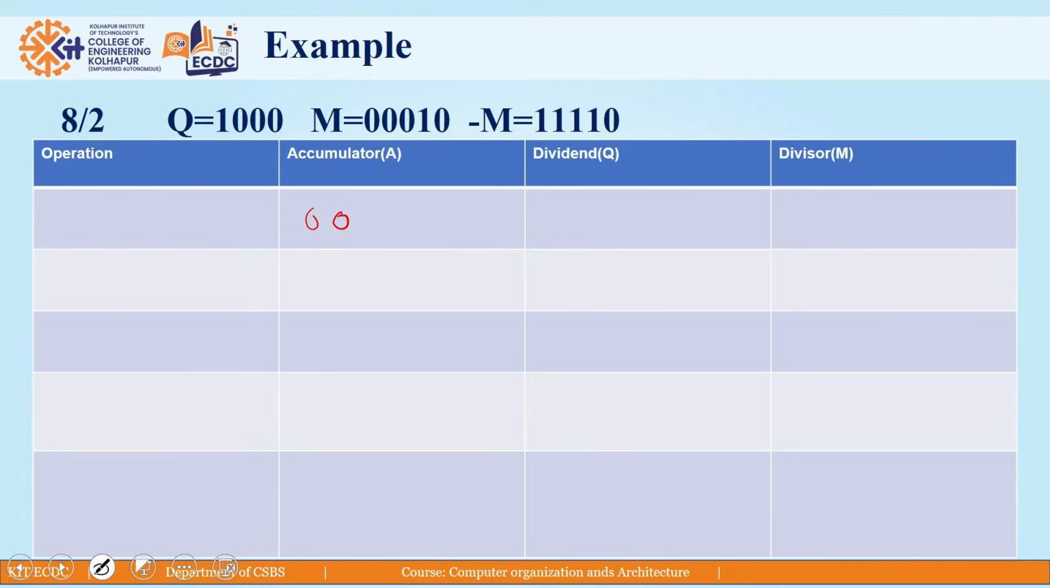The accumulator is 00000, five zeros. What is the value of the dividend Q? It is 1000. For the divisor, we take two values, plus M and minus M. The value of plus M is 00010. The value of minus M is 11110. After this first step, how many steps are we going to perform? As the dividend has 4 bits, we are going to perform 4 steps.